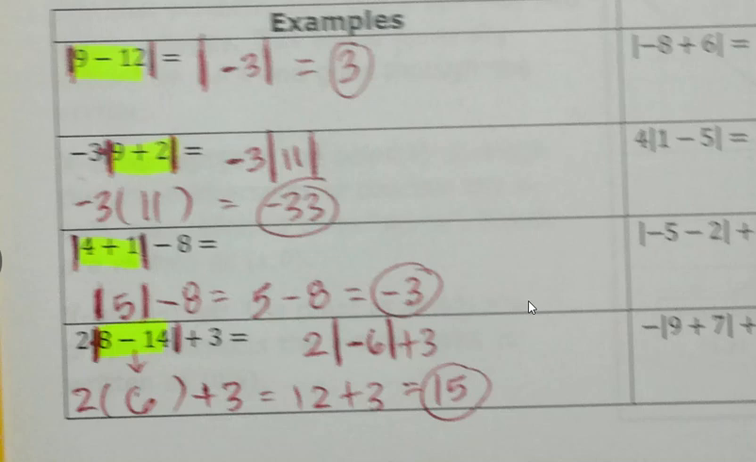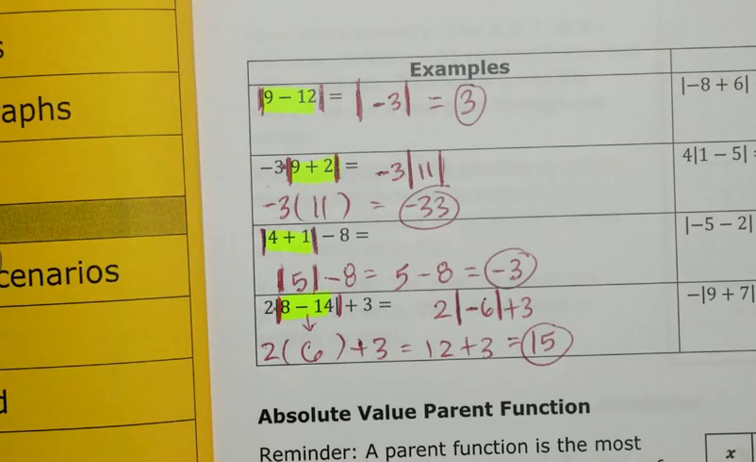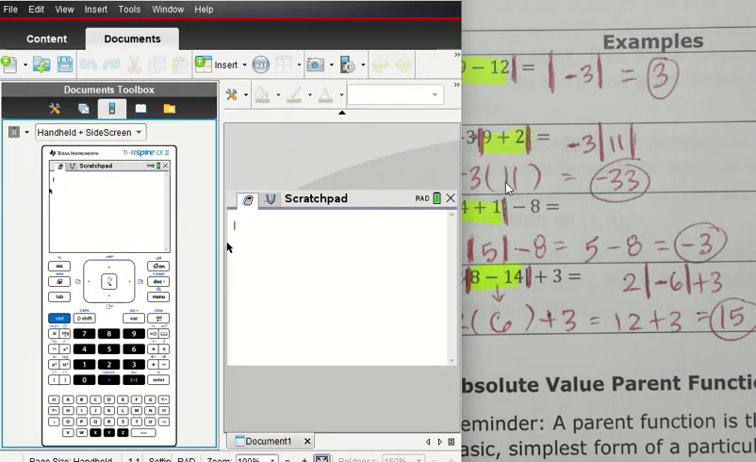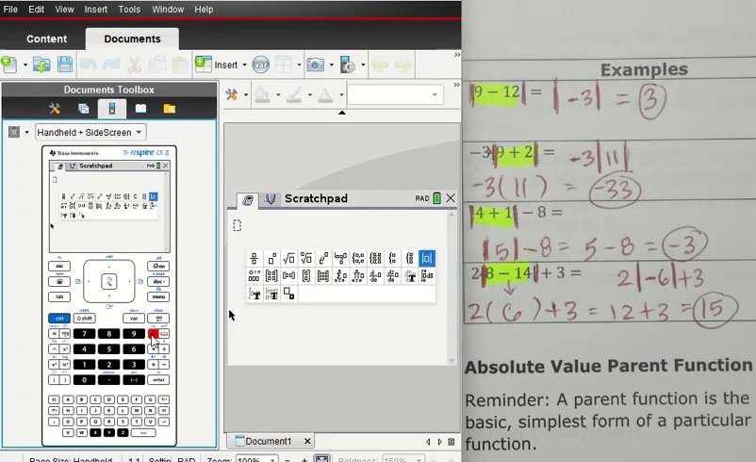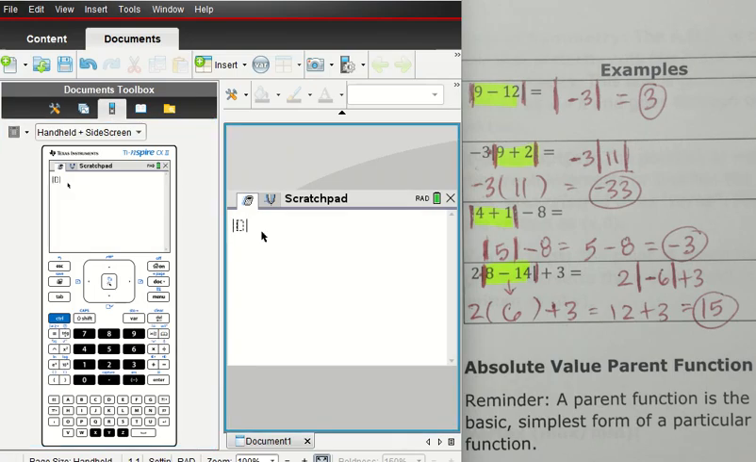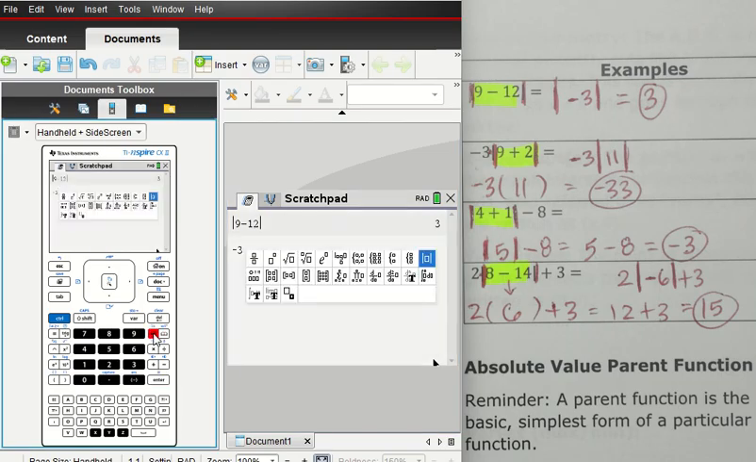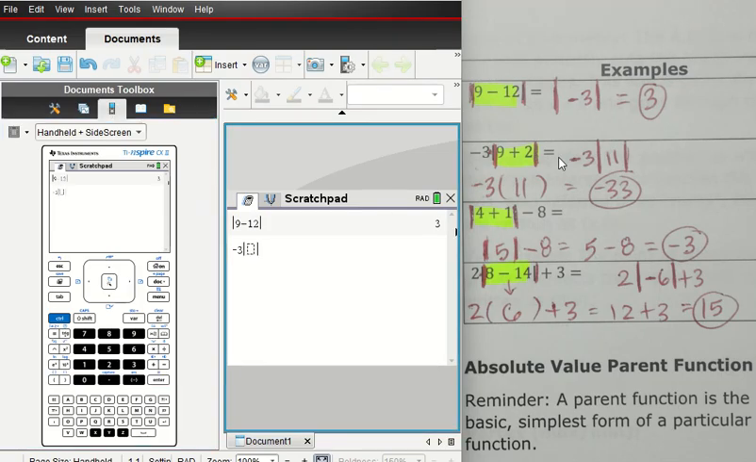Your calculator does have the program for you to type this in the calculator. I'm just going to show you. So the absolute value is located here in the special characters box next to number 9. This, where you have the 2 lines and a square, that's the absolute value. And then you just simply type what you're doing the absolute value of. So the first one, absolute value of 9 minus 12, that gives you 3. Then you have negative 3, absolute value, 9 plus 2.